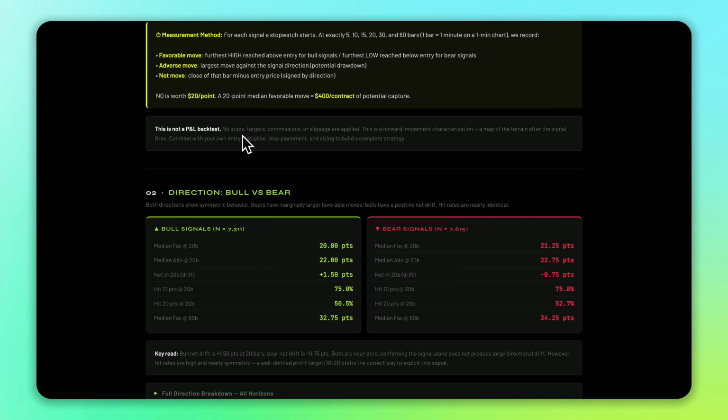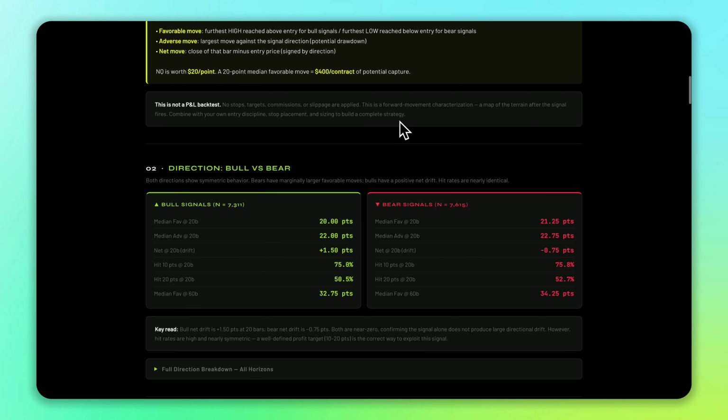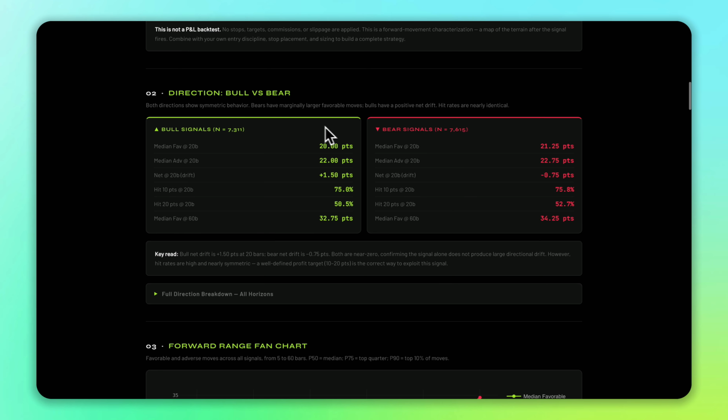I didn't put targets or anything. I really just want to see what price does after the signal. And some interesting data points. If we look at the bull signals, which happened over 7,000 times in the last 4 years, we talked about this at the top, but the median favorable move at 20 bars is about 20 points. You can hit 10 points at 20 bars at 75%. And then on the downside, you actually get a little bit more, right? For 20 bars, you actually get 1 point more, which is good.